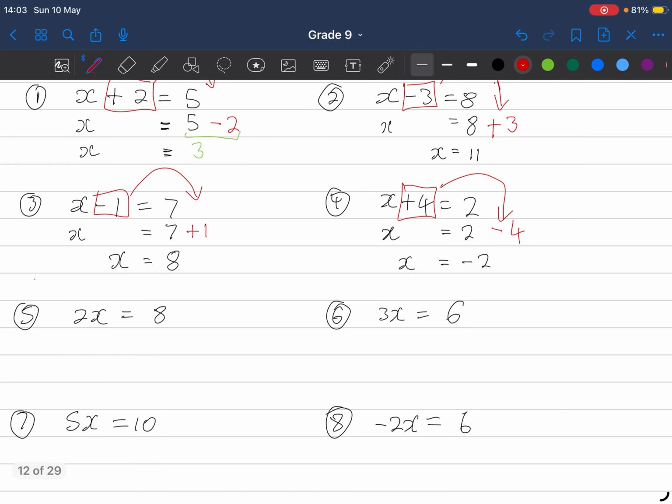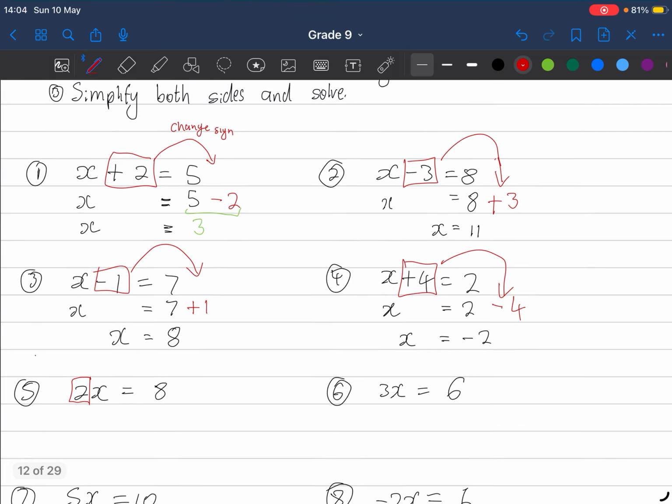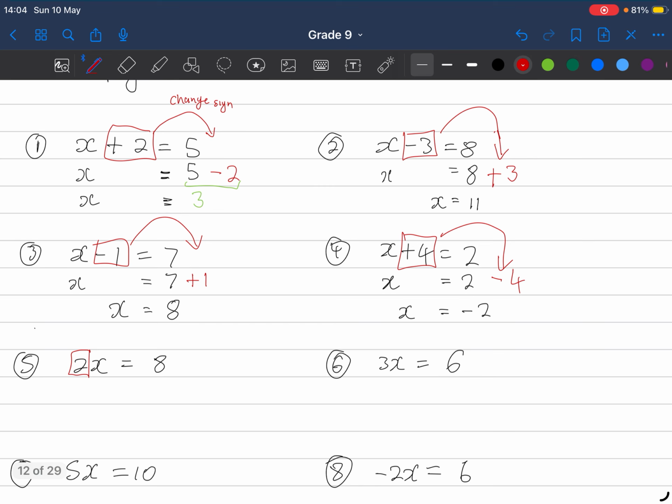So now I don't have something being added or subtracted, so it's clearly not that same situation. But now I realize the problem is this. There's a 2 in front of my x. Why is there a 2 in front of my x? We need to understand why things are where they are. What is happening? What is the reason that it is there?